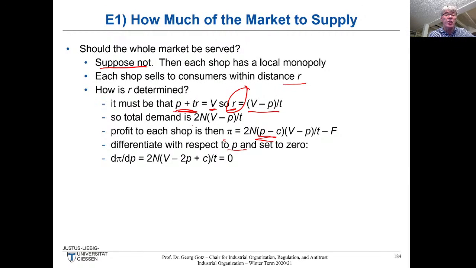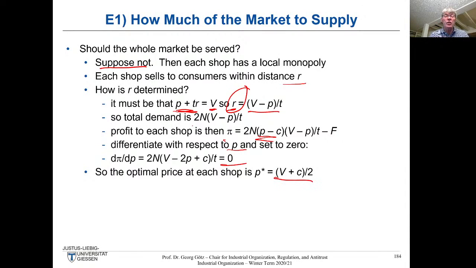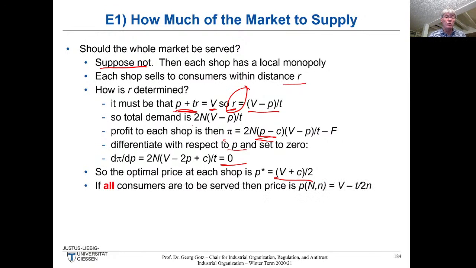Typically, we just take a derivative with respect to P in this case and set the resulting first order condition equal to 0. We get this here, and we can solve for the optimal price. And remember, this is just the standard monopoly price. So V is just the maximum willingness to pay, and it would be a vertical intercept if we have a linear demand curve. So it's just (A plus C) over 2, the standard monopoly price, which we get here.